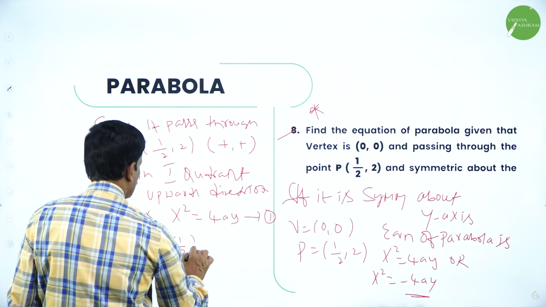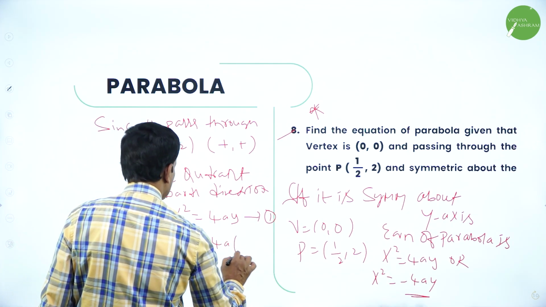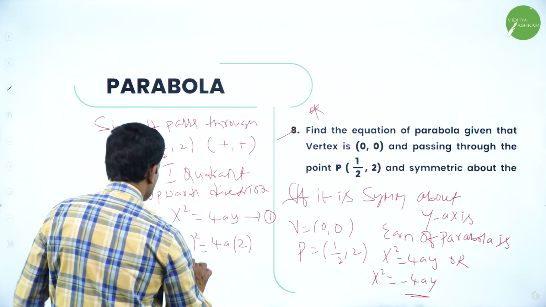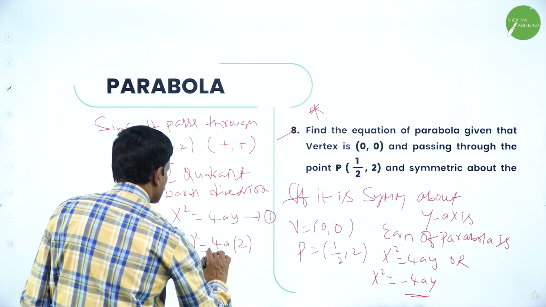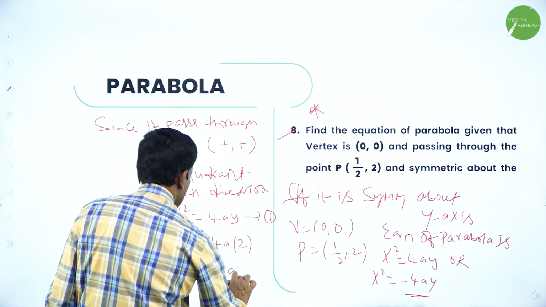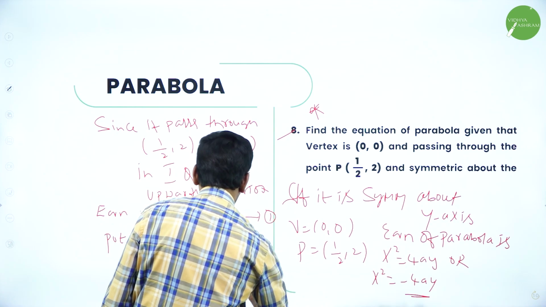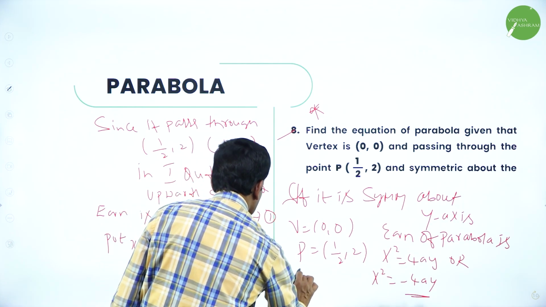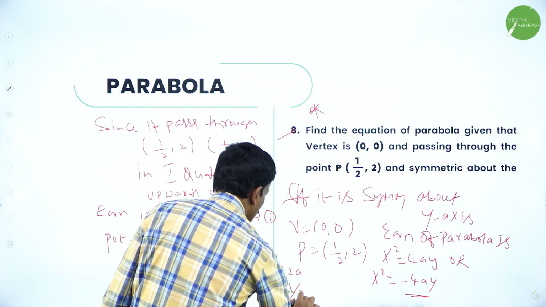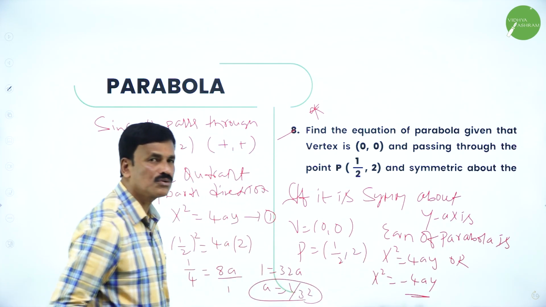So 1 by 2 whole square is equal to 4a into y is equal to 2. So 1 by 4 is equal to 4 2s are 8a. So cross multiply it. So this is 1 is equal to 32a, therefore a is equal to 1 by 32.